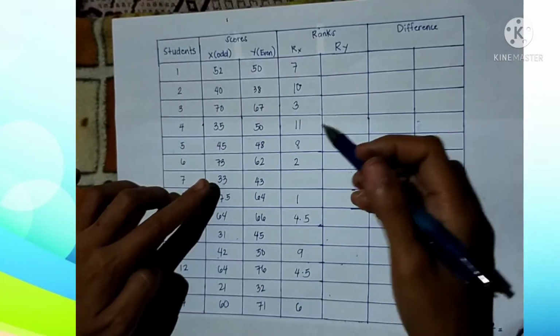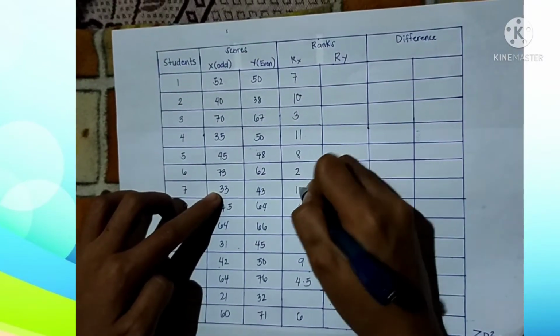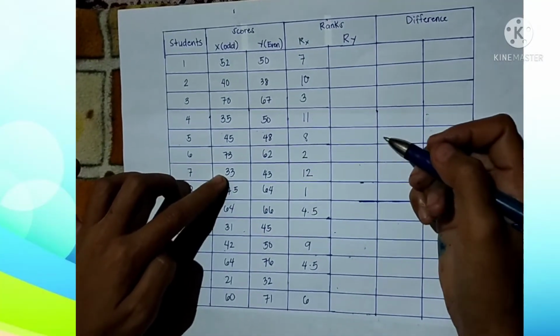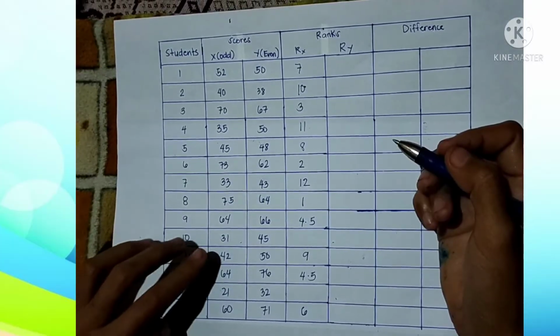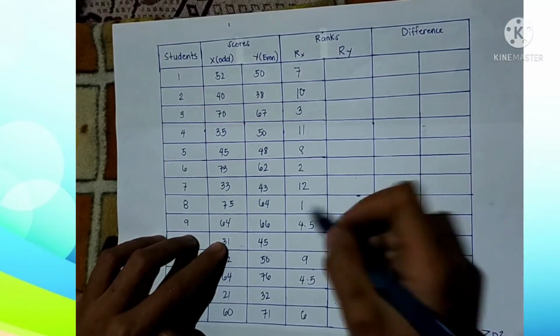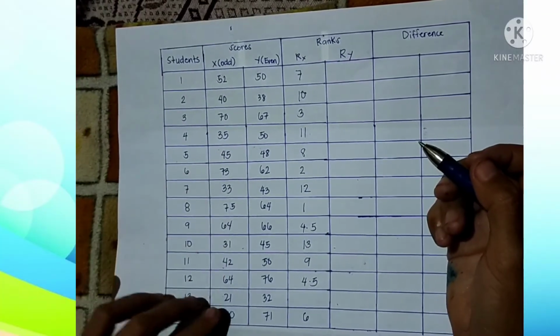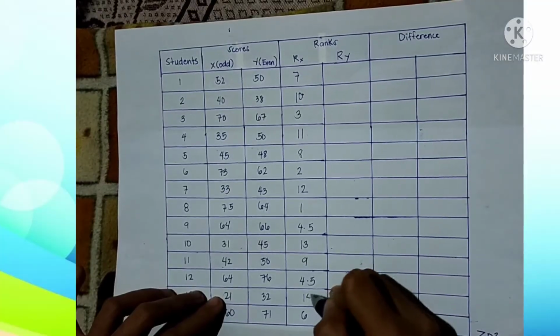Next, we're going to find the rank 12, which is 33. We're going to assign 12. Next is we have to find the rank 13, which is 31. We're going to put it 13. And the lowest number, which is 21, we're going to rank 14.